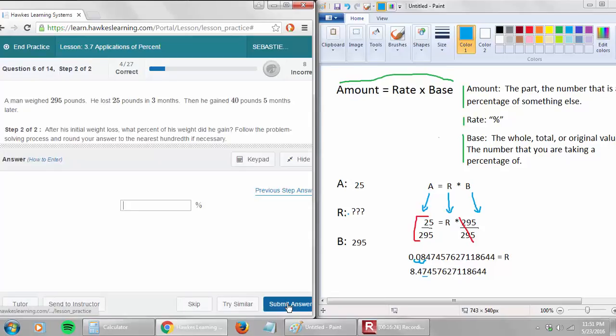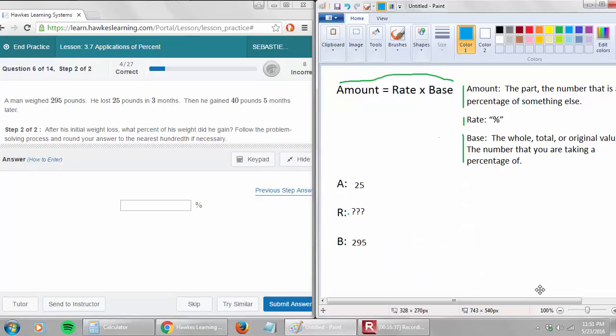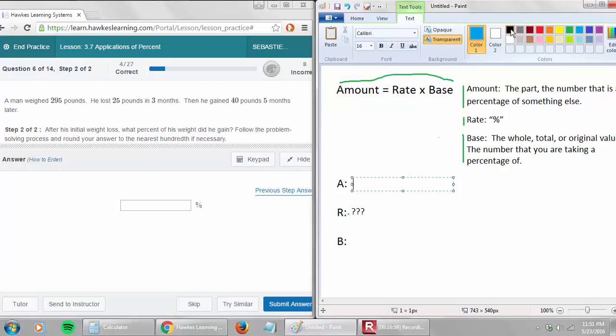Okay, let's try the next part of this, step 2. And again, this is part of this question that throws people off fairly frequently. It looks like they're asking me for something similar here, and they are. They're saying after his initial weight loss, what percent of his weight did he gain back? So we're looking for the rate again, but the amount and the base have both changed. So here's where you have to be a bit careful. My amount, well, they're saying after his initial weight loss, so what happened? They want to know about the 40 pounds that he gained back. Well, that's going to be my amount, just like before. The amount of weight that he's losing or gaining is going to be your amount.